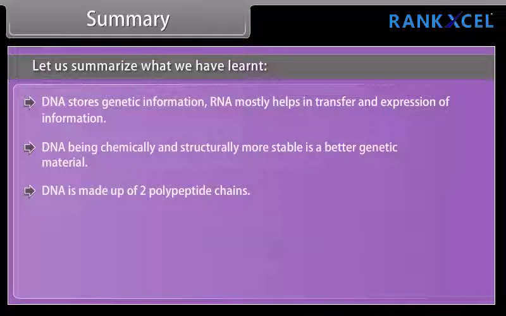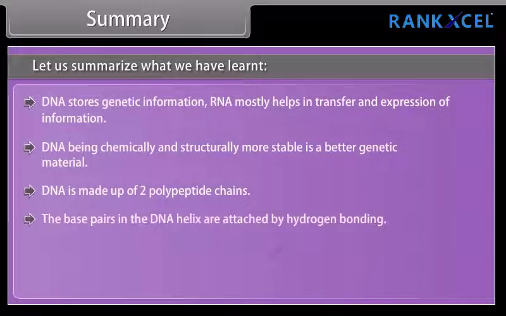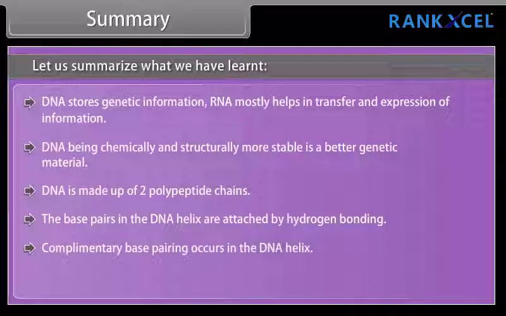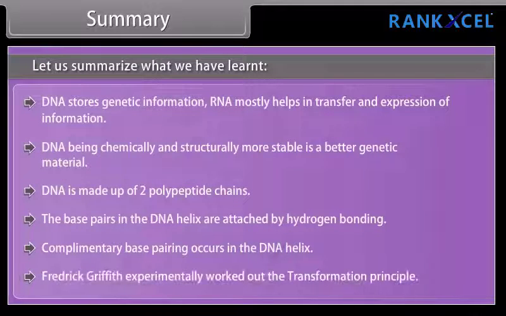DNA is made up of two polynucleotide chains. The base pairs in the DNA helix are attached by hydrogen bonding. Complementary base pairing occurs in the DNA helix. Frederick Griffith experimentally worked out the transformation principle.